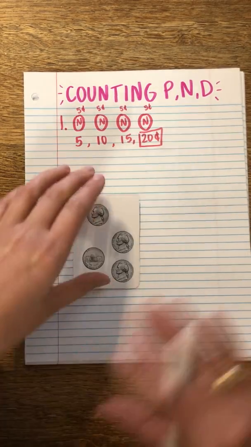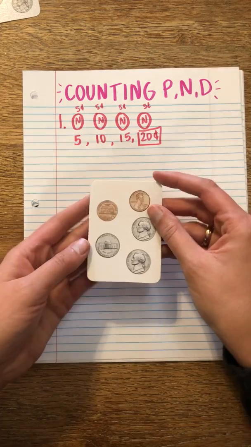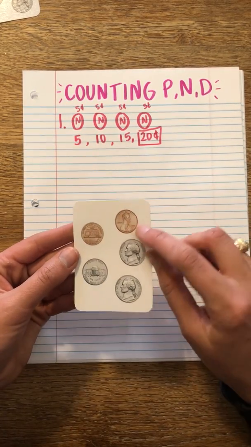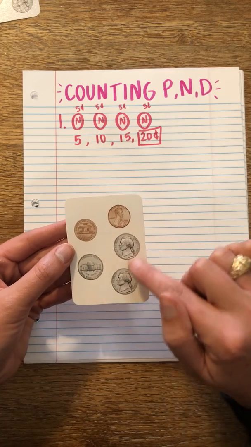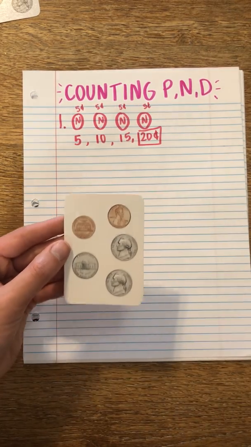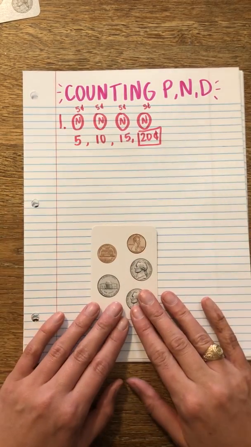And there's my answer. This is 20 cents. All right, let's look at another one. Let's look at one where I have maybe some nickels and some pennies. Okay, so I know these are nickels and pennies. I know these are pennies because they're copper. I know they're nickels because of the symbols that I see. Okay, they're different from the dimes, and they're much larger than the dimes.